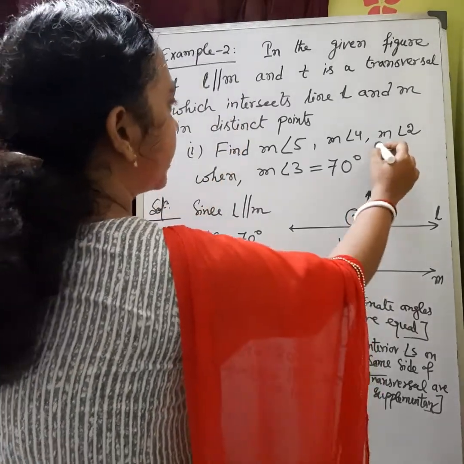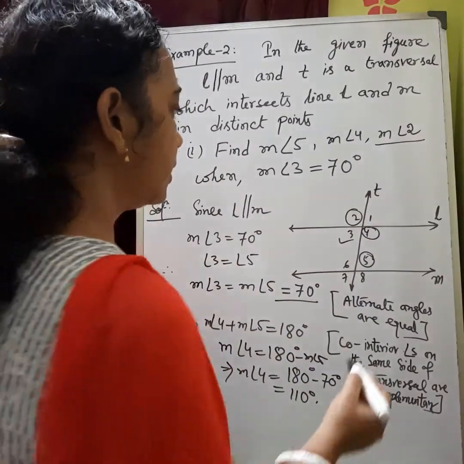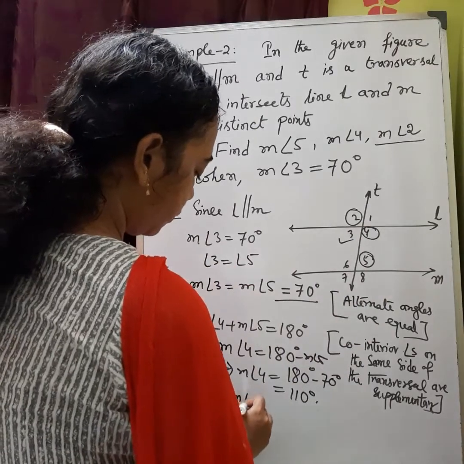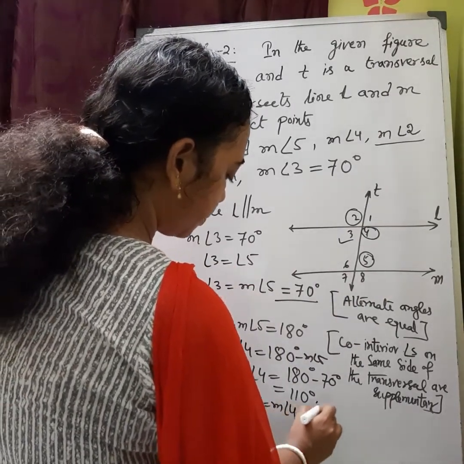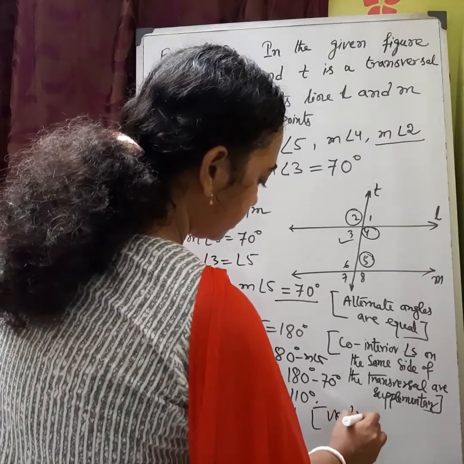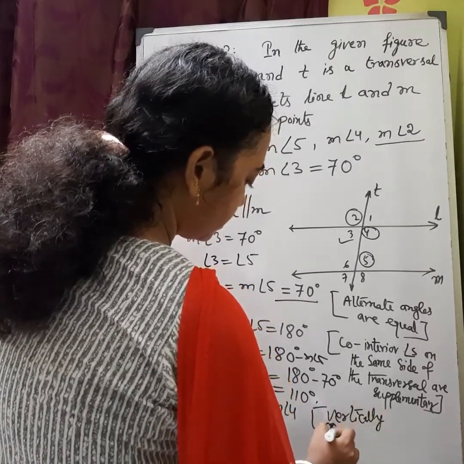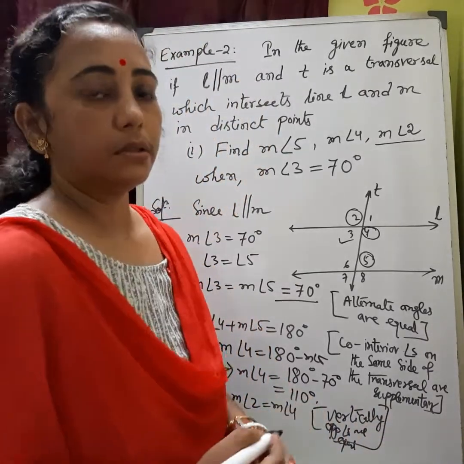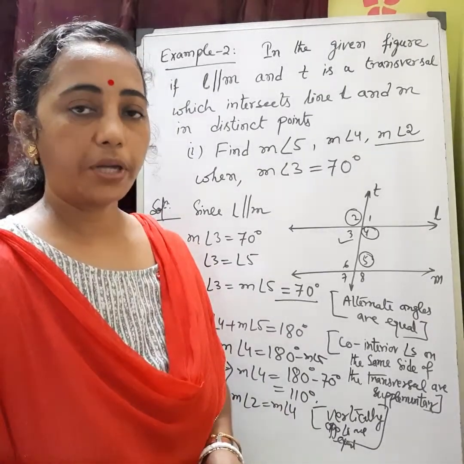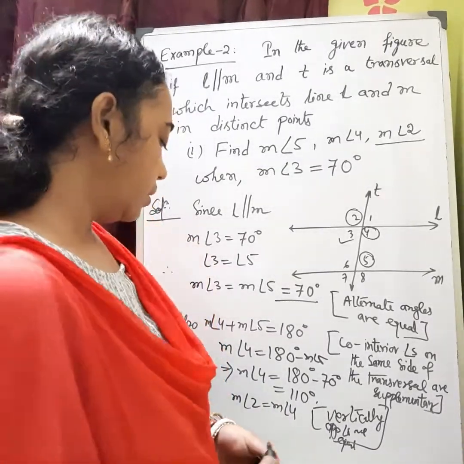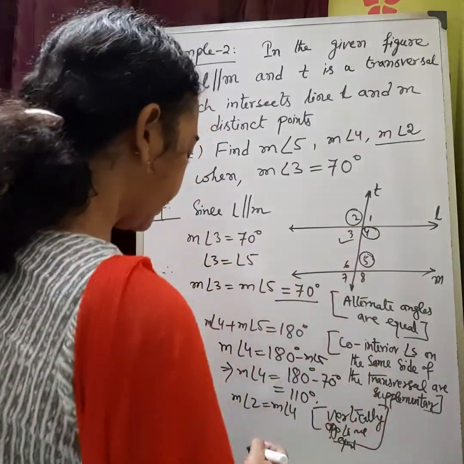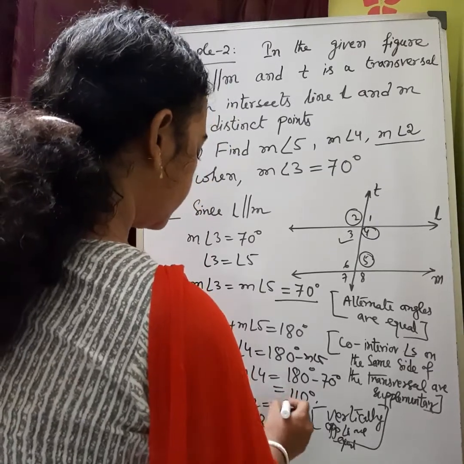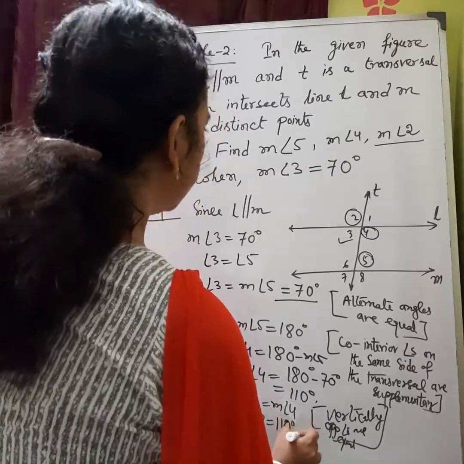Now what is left? We have to find the measure of angle 2 also. Here the two lines are intersecting at a point. So the measure of angle 2 will be equal to the measure of angle 4 by which property? That vertically opposite angles are equal. So we know that if two lines are intersecting at a point, then vertically opposite angles are equal. So here measure of angle 2 is equal to measure of angle 4. So this implies measure of angle 2 will be equal to 110 degrees, as angle 4 is 110 degrees.